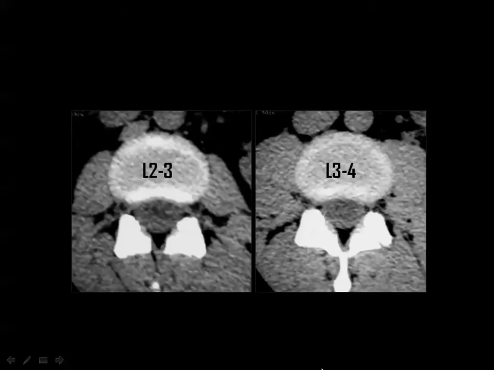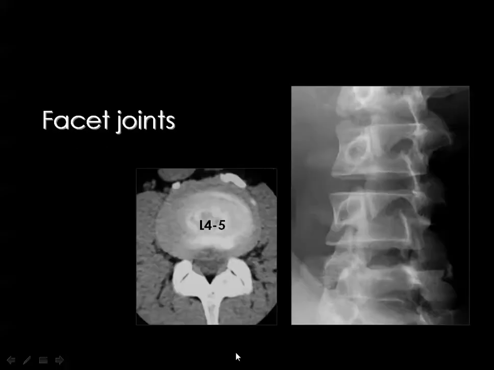Then anyone can say safely that the L2-3 disc is absolutely normal, and also the L3-4 disc is normal because it has a concave posterior border.